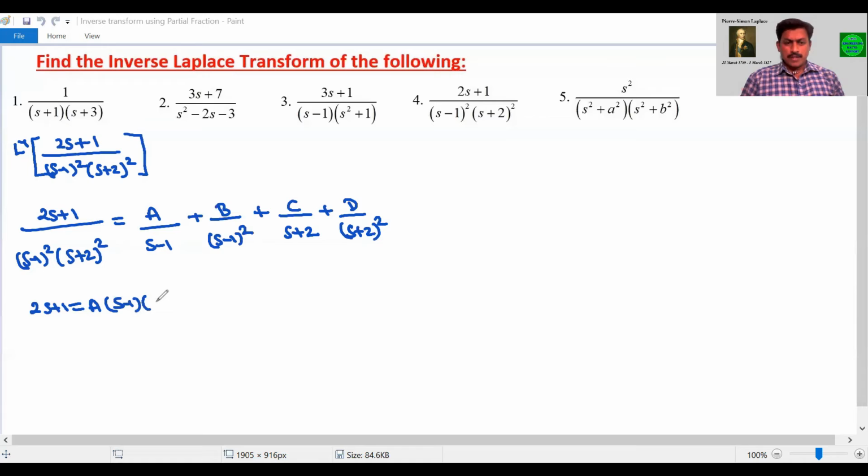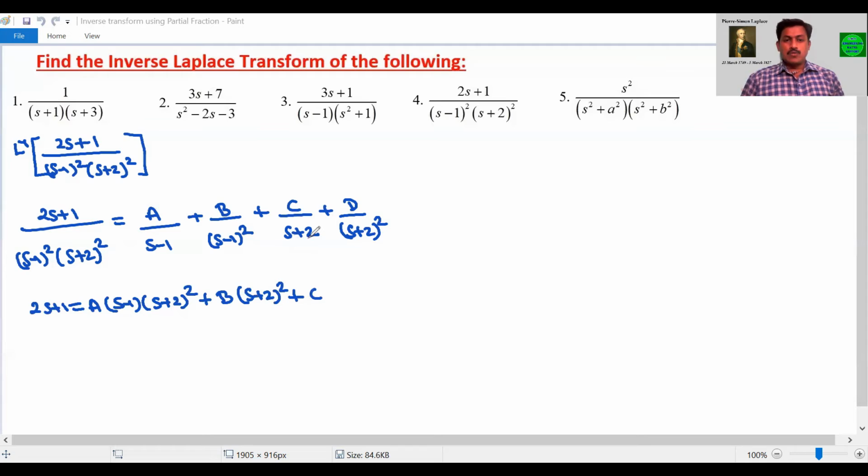Therefore I will multiply the numerator a by s minus 1 and s plus 2 the whole square, plus b into, comparing these two denominators, we come to the conclusion that s minus 1 the whole square is available, s plus 2 the whole square is missing, that we have to multiply, s plus 2 the whole square.